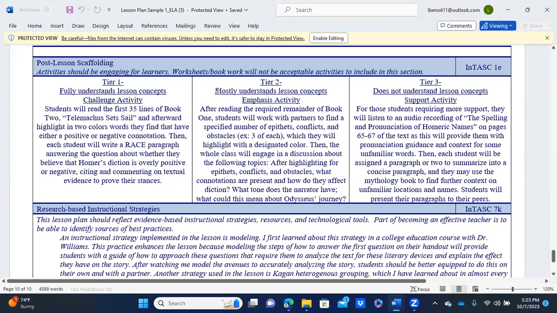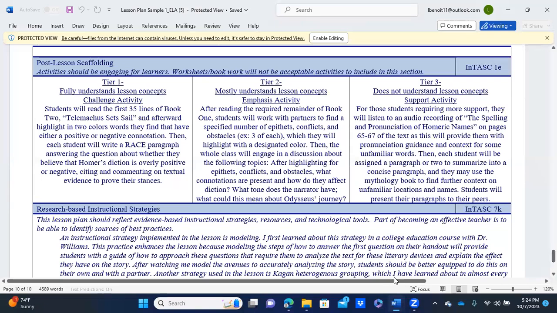Tier 2, they mostly understood. This was an emphasis activity. So after reading the required remainder of the book, then this was an activity or something for them to do. And then tier 3 is a supporting activity. So those who might need just a little bit more support because it's apparent they do not understand the concepts. So notice that this is a post-lesson scaffolding. So this could be done after the lesson.